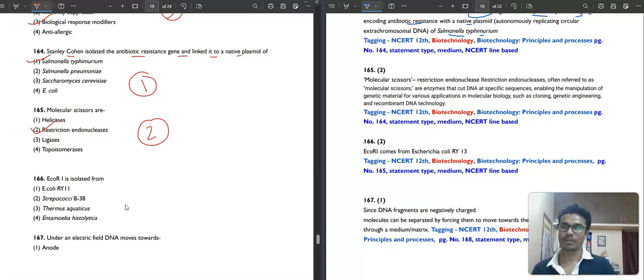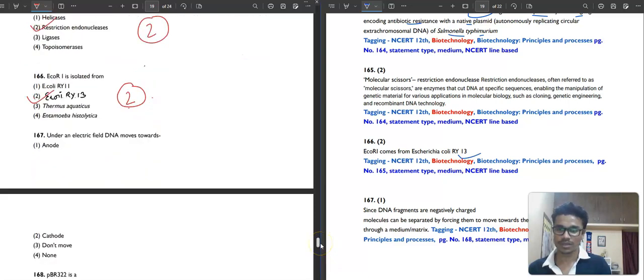When it is saying that EcoRI is isolated from EcoRY 13, there could be a typing mistake. So it would be EcoRI isolated from E. coli RY13. So here the statement and explanation are given correct. So the second option is your correct answer.